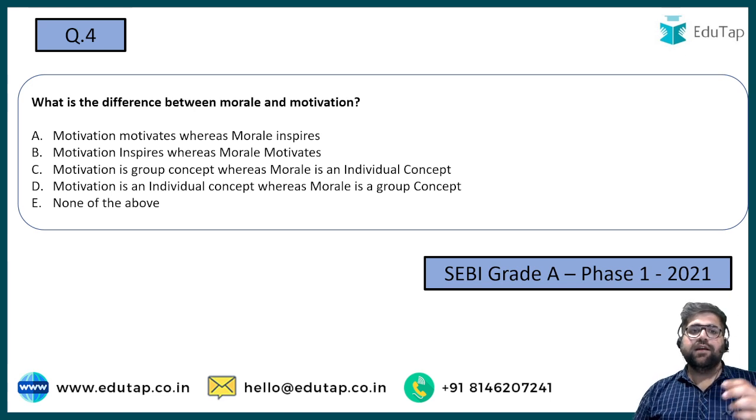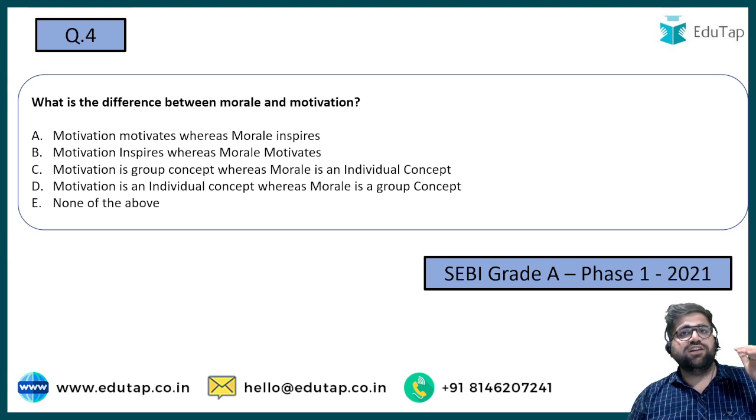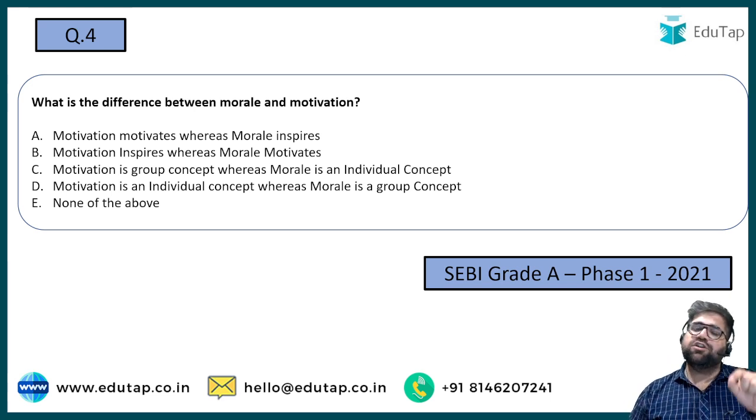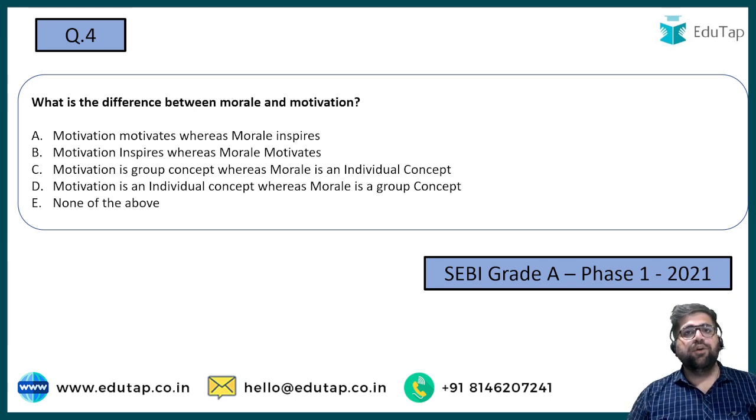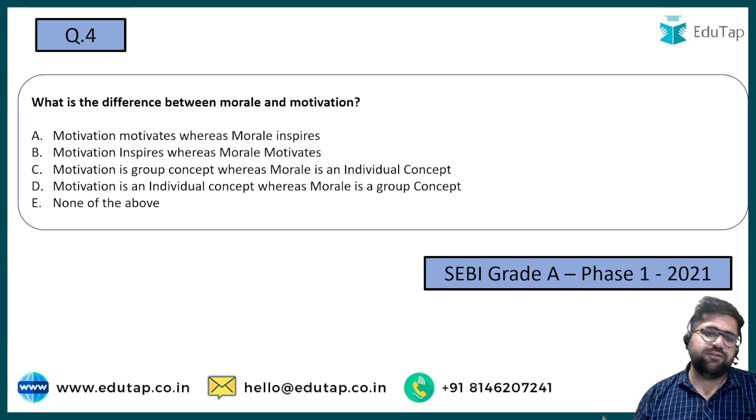I can say that yes, today, for example, my name is Jalaj. So today Jalaj's motivation is high. I cannot say that Jalaj's morale is high. Because why? Because morale is used for the group purpose and motivation is used for an individual purpose.